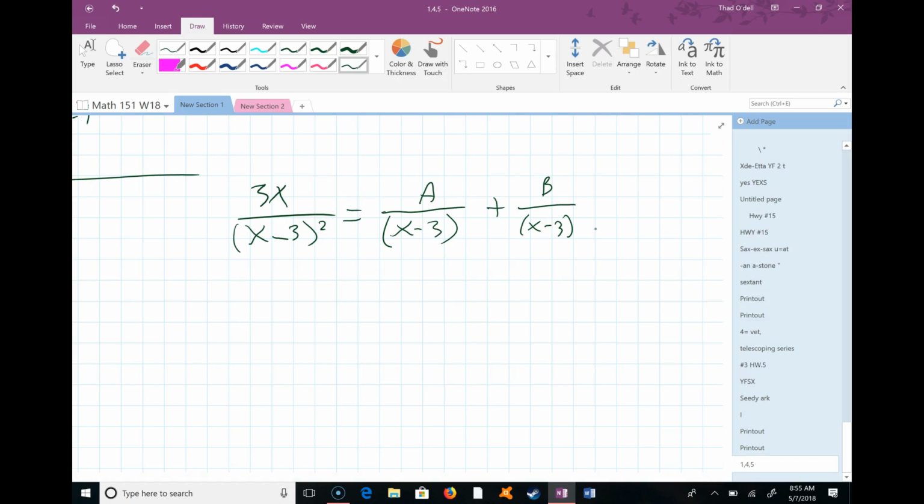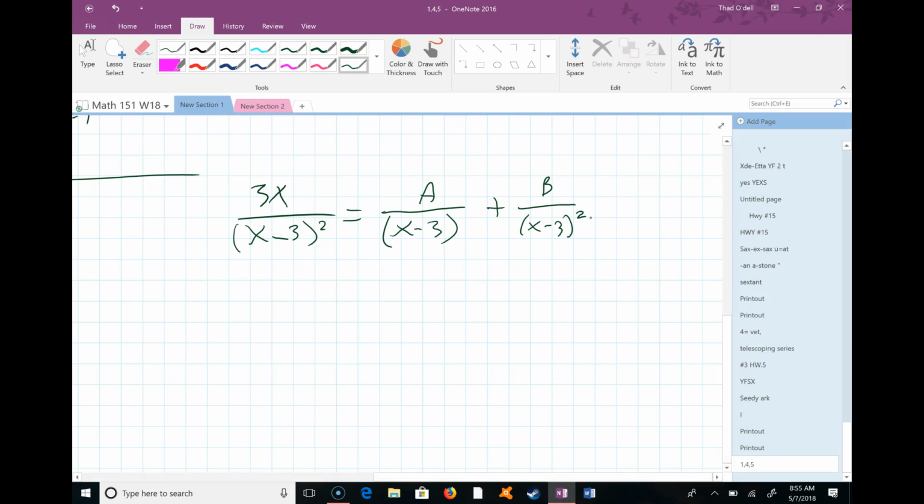If we just had that, we could just add them as is. We wouldn't have to do anything because they already have the same denominator. So in order to get that denominator, the one that's written over there, we have to have one of them as regular and the other one is squared. Otherwise, you wouldn't get x minus 3 squared as your common denominator. Okay?